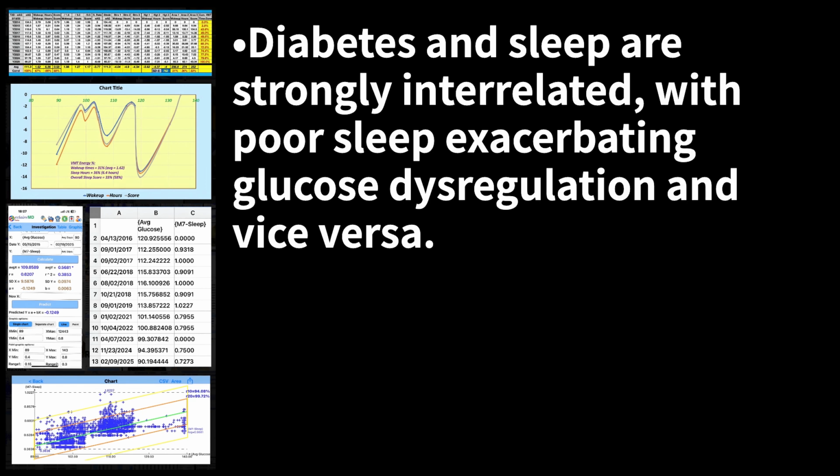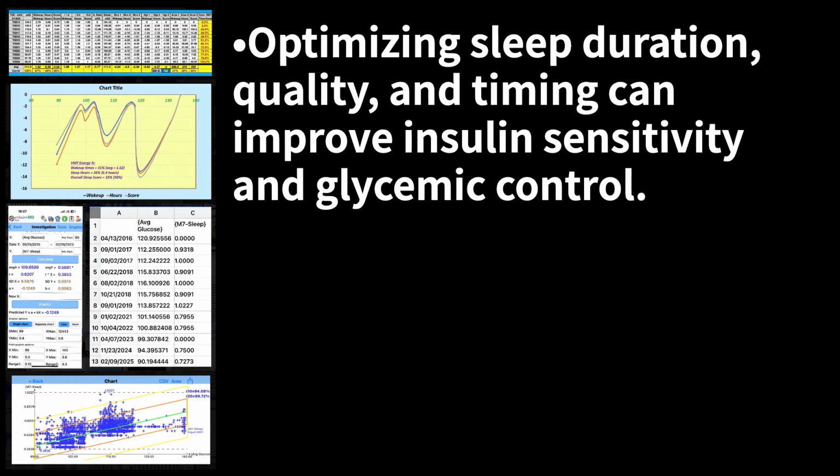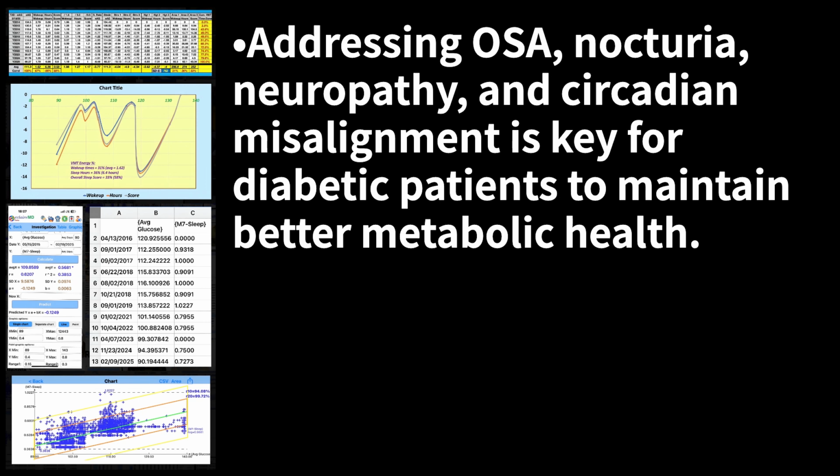Conclusion. Diabetes and sleep are strongly interrelated, with poor sleep exacerbating glucose dysregulation and vice versa. Optimizing sleep duration, quality, and timing can improve insulin sensitivity and glycemic control. Addressing OSA, nocturia, neuropathy, and circadian misalignment is key for diabetic patients to maintain better metabolic health.